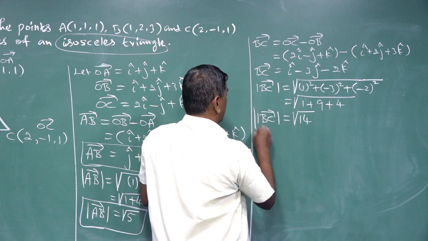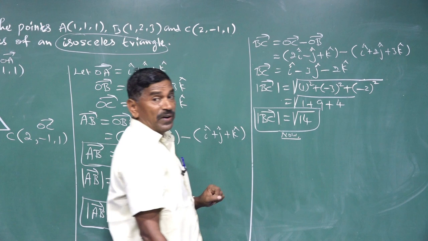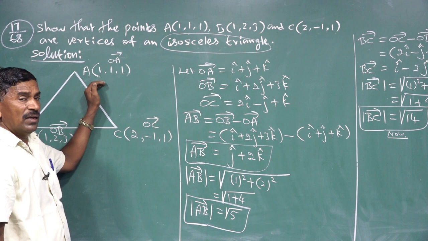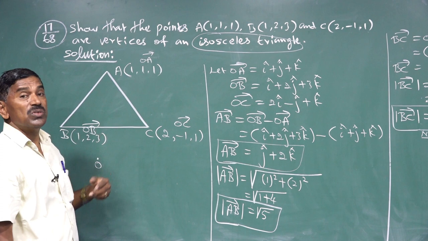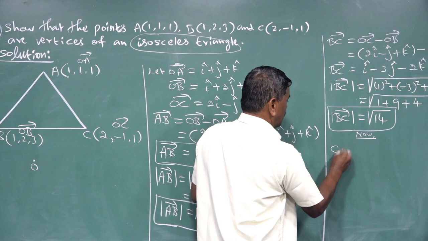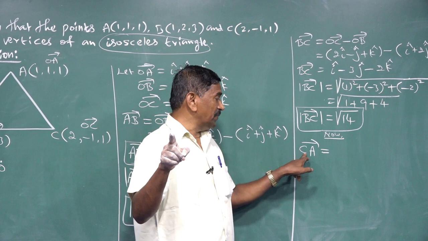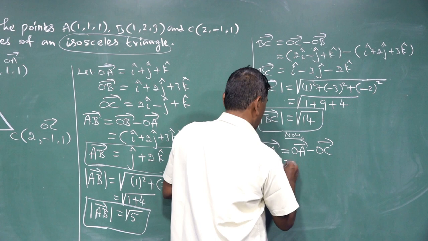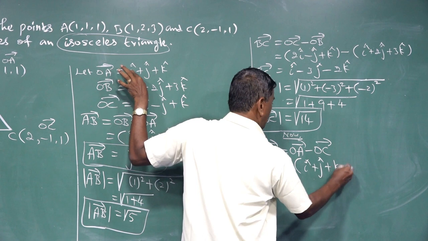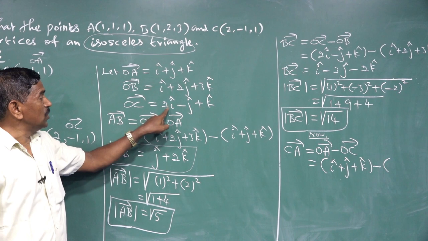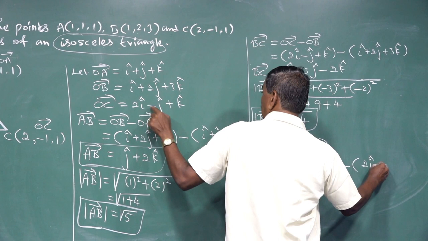Okay, now A to B, B to C completed. Now C to A. One can find AC also, AC vector or CA vector, because we are going to find a magnitude, but let us do cyclic order: A to B, B to C, C to A, that is CA vector. CA vector equal to second minus first, OA vector minus OC vector. OA vector is equal to î + ĵ + k̂, minus of OC vector, that is 2î - ĵ + k̂.